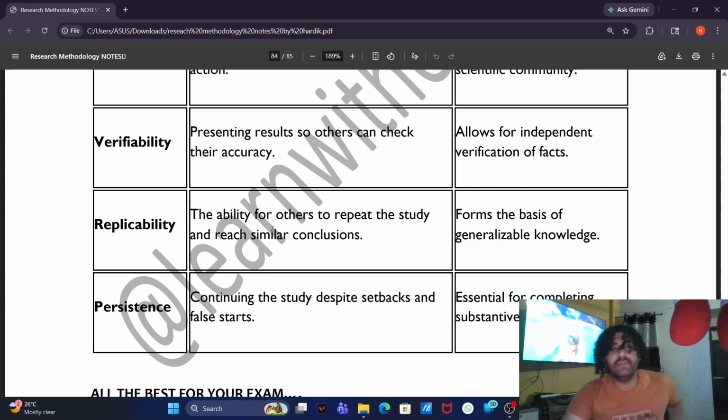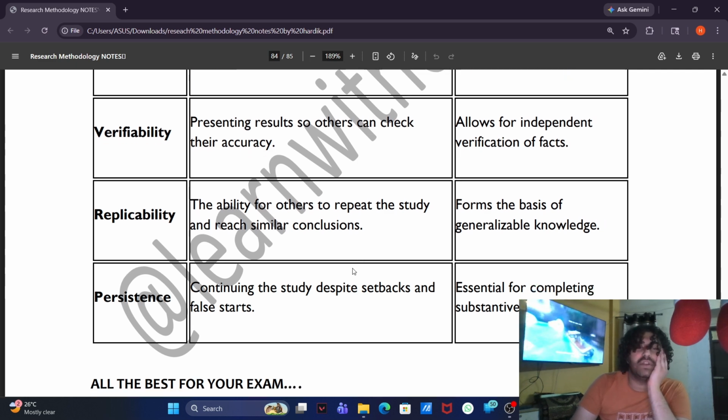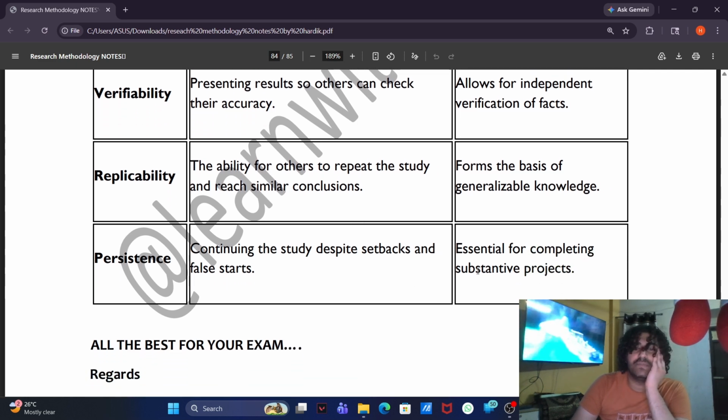Replicability: the ability for others to repeat the study and reach similar conclusions, forming the basis of generalized knowledge. Persistence: continuing the study despite setbacks and false starts, essential for completing a substantial process.